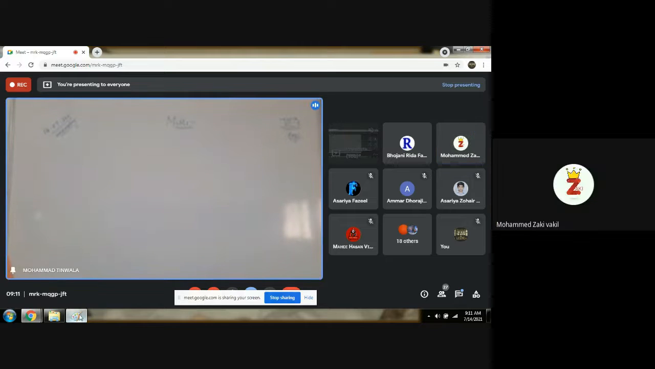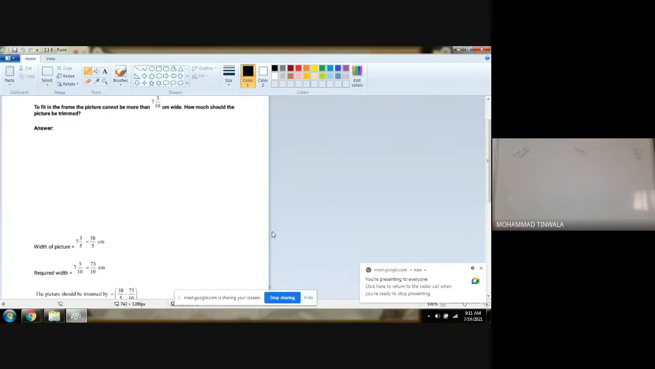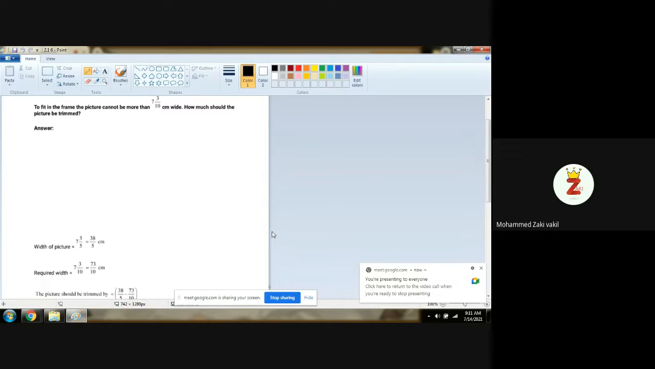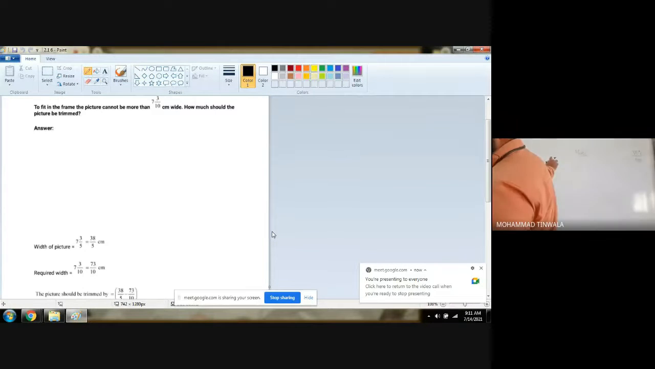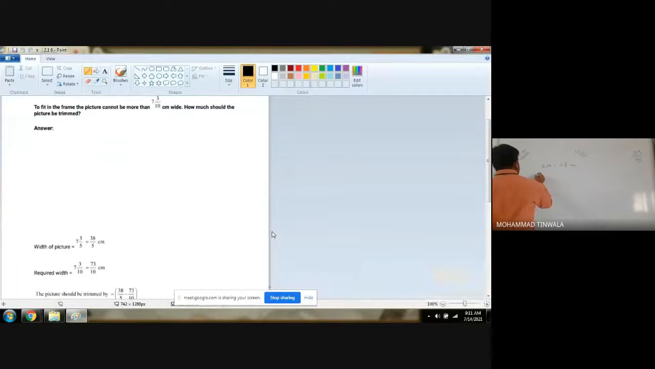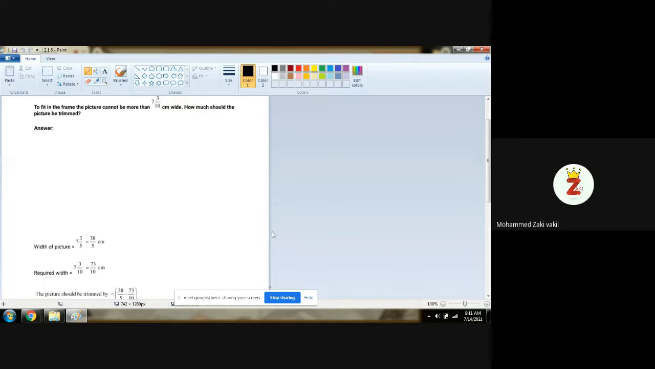Clear? Okay. Now, the question is: the width of the picture is what? The width is 7 integer 3 upon 10 centimeter. And the required width, how much is to be framed? It is 7 integer 3 upon 10 centimeter. Am I correct?